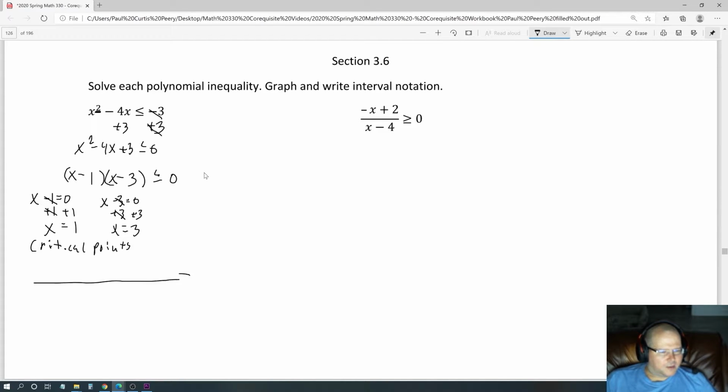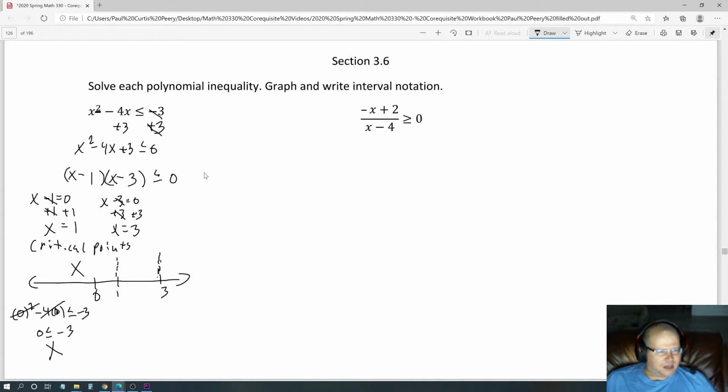So we can draw a number line here. We have a 1 and we have a 3. I'm not doing this to scale. I'm just trying to keep them separate enough that we can graph this fairly easily. So what I'm going to do is test these intervals and see whether or not they make it true. So I can, for instance, plug 0 in. So 0 squared minus 4 times 0 is less than or equal to -3. These go away, so we end up with 0 is less than or equal to -3. Is 0 less than or equal to -3? No. That means that does not qualify.